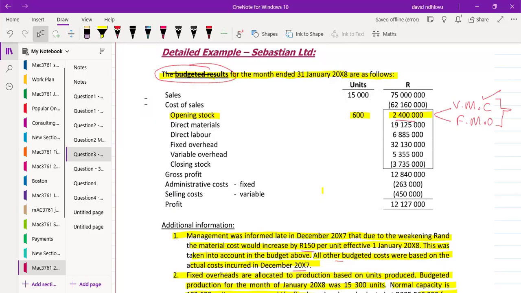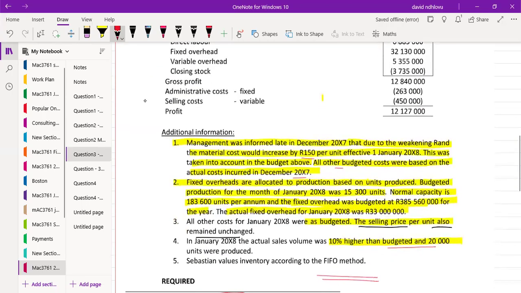We are projecting for January, but on opening inventory, we don't have to project because what is closing inventory in December will be opening inventory in January. So therefore, it simply means these were the actual units that were on hand on 31 December, and this would be the actual cost that was there on 31 December. Right, so what we need to do is just remove the fixed manufacturing overhead.